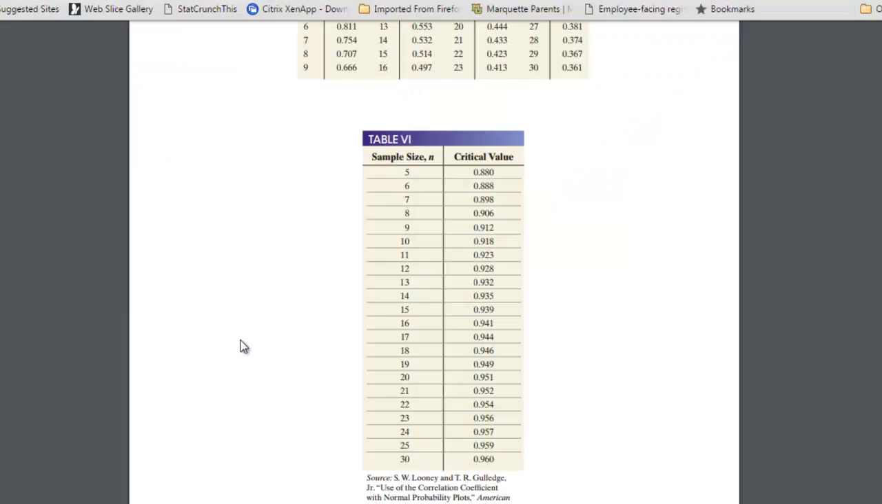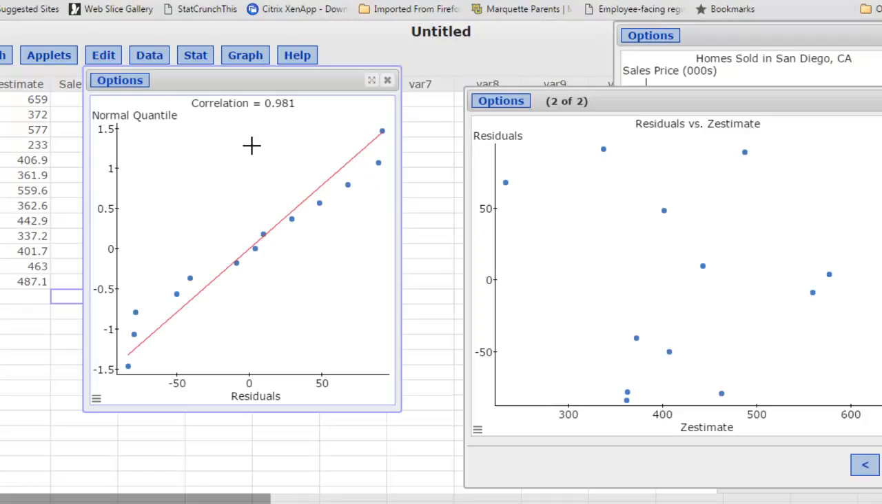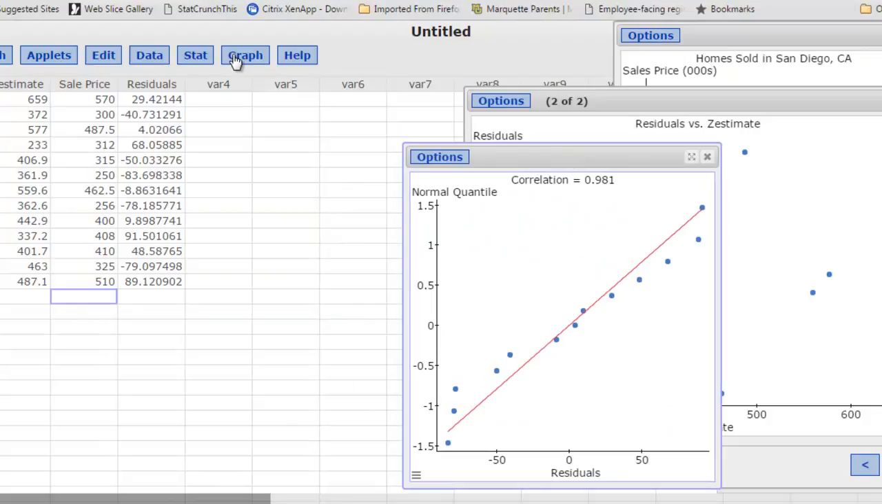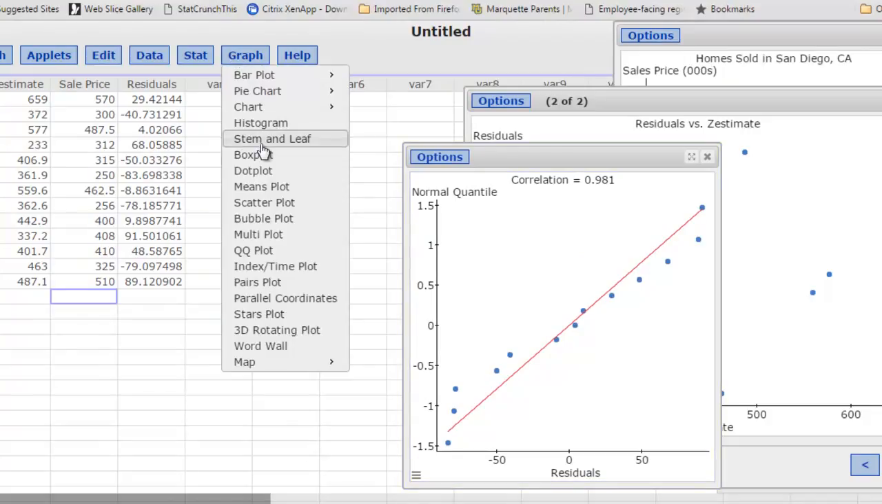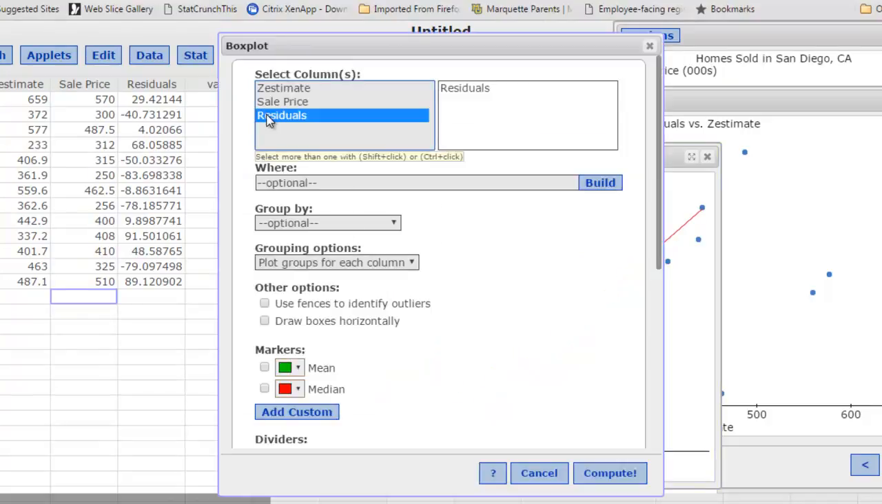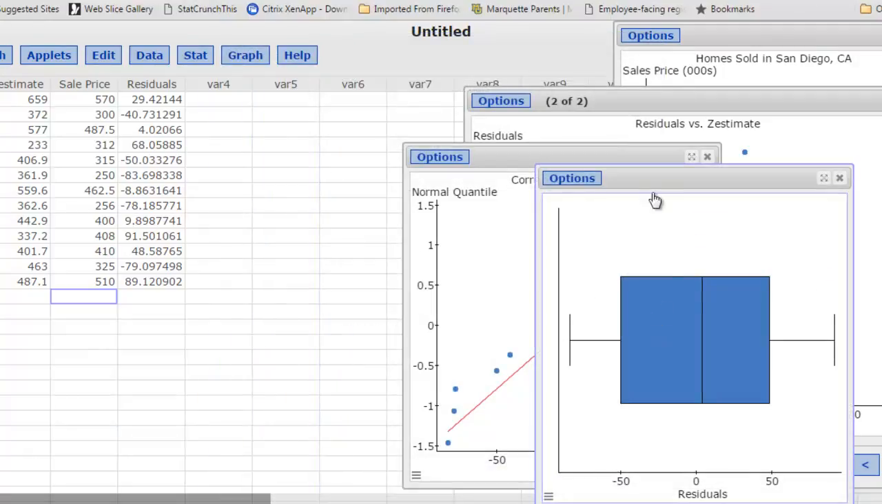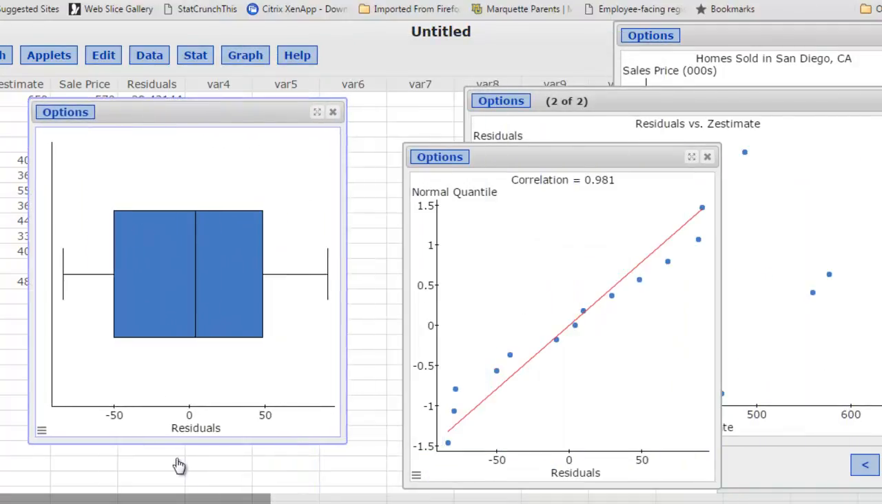I also needed that my residuals have no outliers. You go to Graph, Box Plot, and you can draw a box plot of your residuals. We draw the boxes horizontally and check the box to check for outliers. Click Compute. Are you seeing any outliers in that box plot?